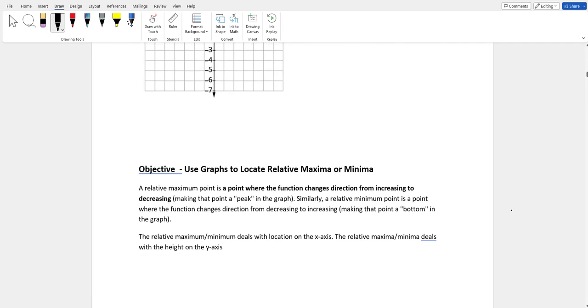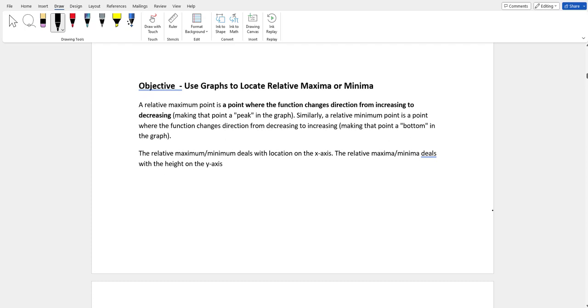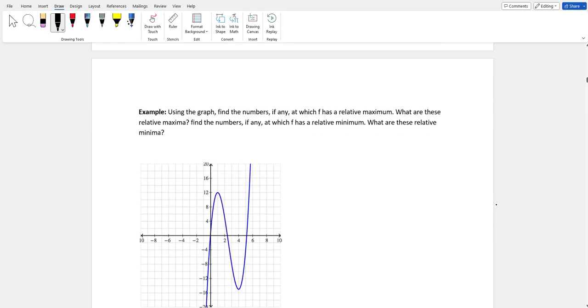So next we're going to talk about how to use graphs to locate relative maxima and minima. A relative maximum point is a point where the graph changes direction from increasing to decreasing, making that point a peak in the graph. A relative minimum point is a point where the graph changes direction from decreasing to increasing, making that point a bottom in the graph. A relative maximum/minimum deals with the location on the x-axis. The relative maxima/minima deals with the height on the y-axis.